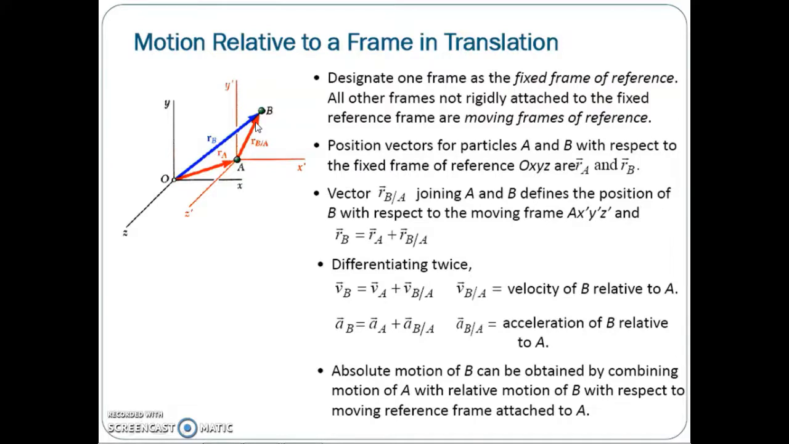If we differentiate once, we will have the relative velocity equation. Here, VB equals VA plus VB/A, and VB/A is the velocity of B relative to A. And if we differentiate again, we have our acceleration information. Acceleration AB equals AA plus AB/A. AB/A is the acceleration of B relative to A.